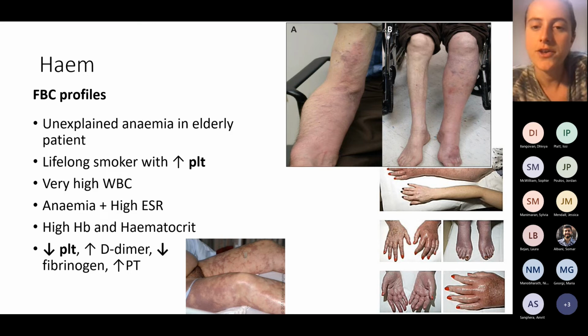It's a bit difficult to tell from the photo. So it's a migratory thrombophlebitis. Do you know the name? He shares the name with the test that you do for hypocalcemia, where you tap on, you do the blood pressure cuff. Yes, Trousseau's, well done.